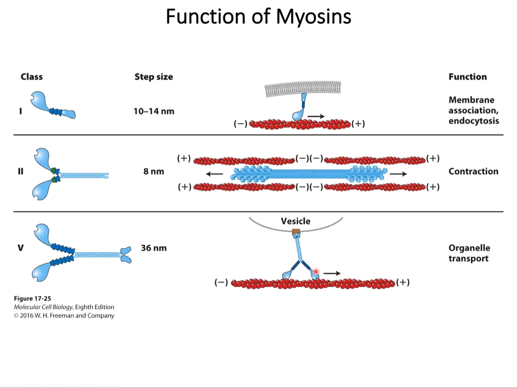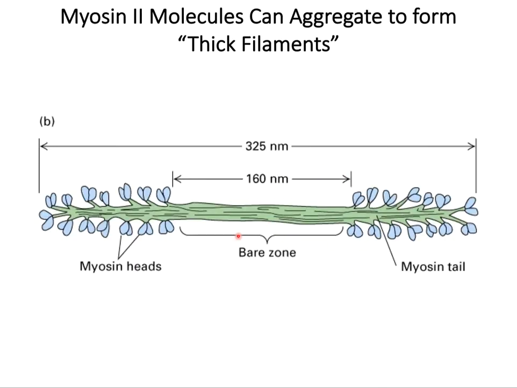But I want to focus now on myosin 2, which plays a role that is important for muscle contraction. What is interesting about myosin 2 is that it can aggregate to form thick filaments. What happens is that the tail regions associate with each other to form these very thick fibers that you can actually see in skeletal muscle cells. The way they align themselves is that all these globular heads are either at this end or at this end, and the tail regions interact in the middle region, and this is known as the bare zone.